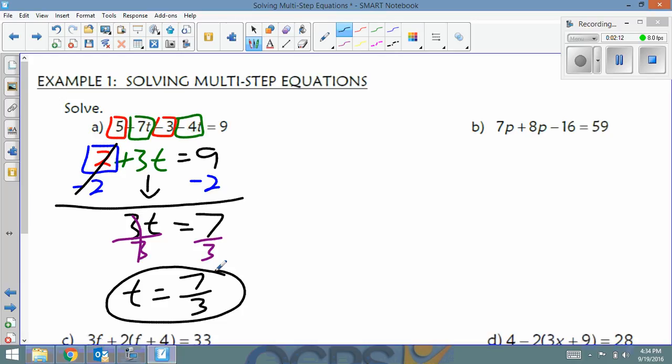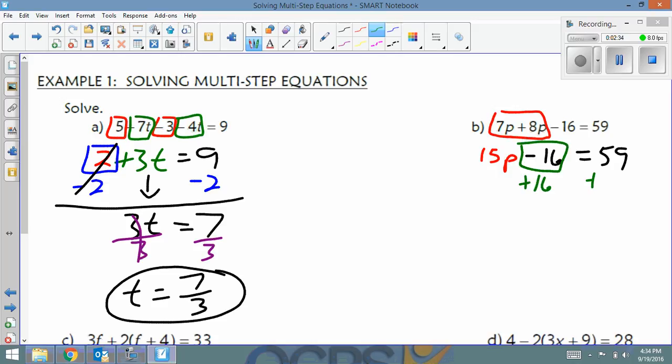And let's look at letter B. We're going to combine like terms if we can. So here we have 7p plus 8p. We can combine those. That gives me 15p. Negative 16 doesn't have anything to combine with, so we're going to bring it down, and 59. After we do all that, we're going to remove the number by adding or subtracting. So that's going to give me a plus 16 because it's negative. Whatever I do to one side, I have to do to the other.